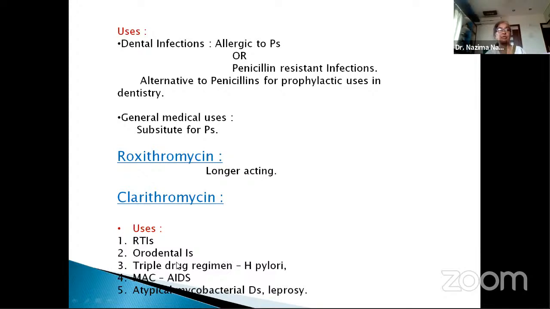It is used as one of the drugs in the triple drug regimen for the treatment of peptic ulcer due to H. pylori. In AIDS patients, due to Mycobacterium avium complex, this is the drug of choice. It is one of the drugs in the combination therapy. Again, it is useful in atypical mycobacterial diseases as well as in leprosy. It is the second line drug.